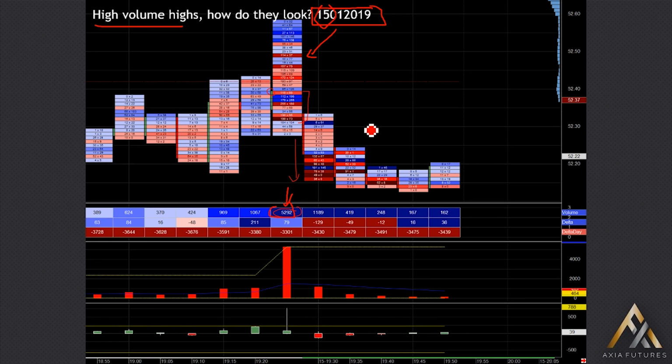We compare them all. We start asking questions about what does the delta do? What is the cumulative volume? What is the time of day? What does the next candle do? How many prices? What's the volatility doing? What's the momentum doing? So we create a series of questions that we start to ask about this bucket A.